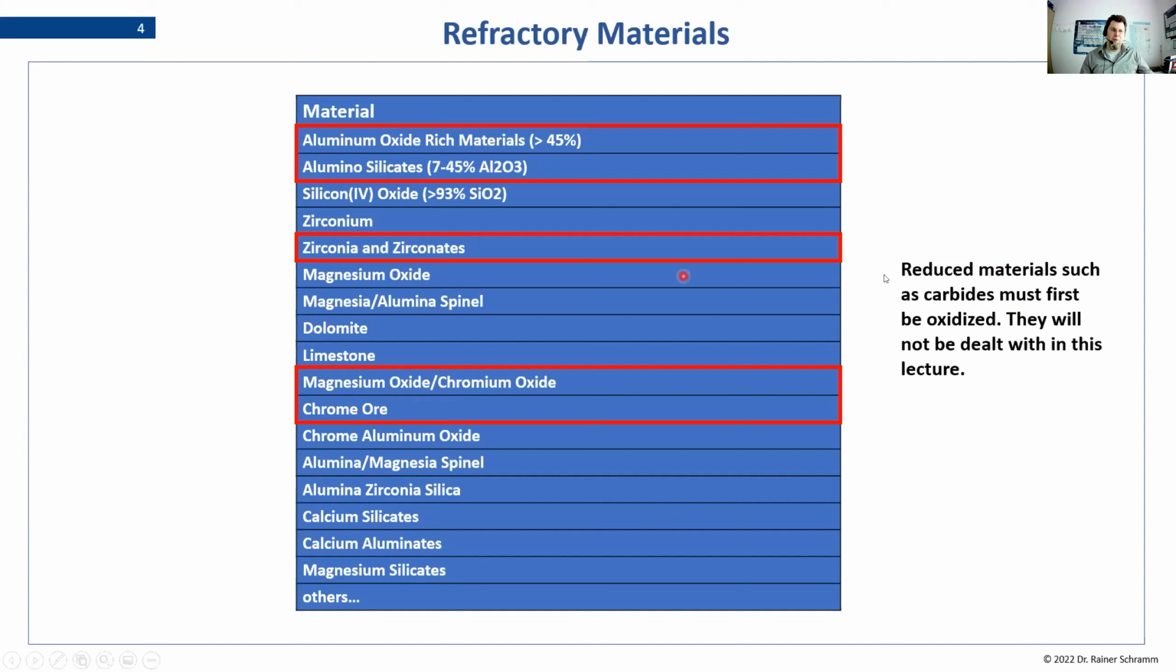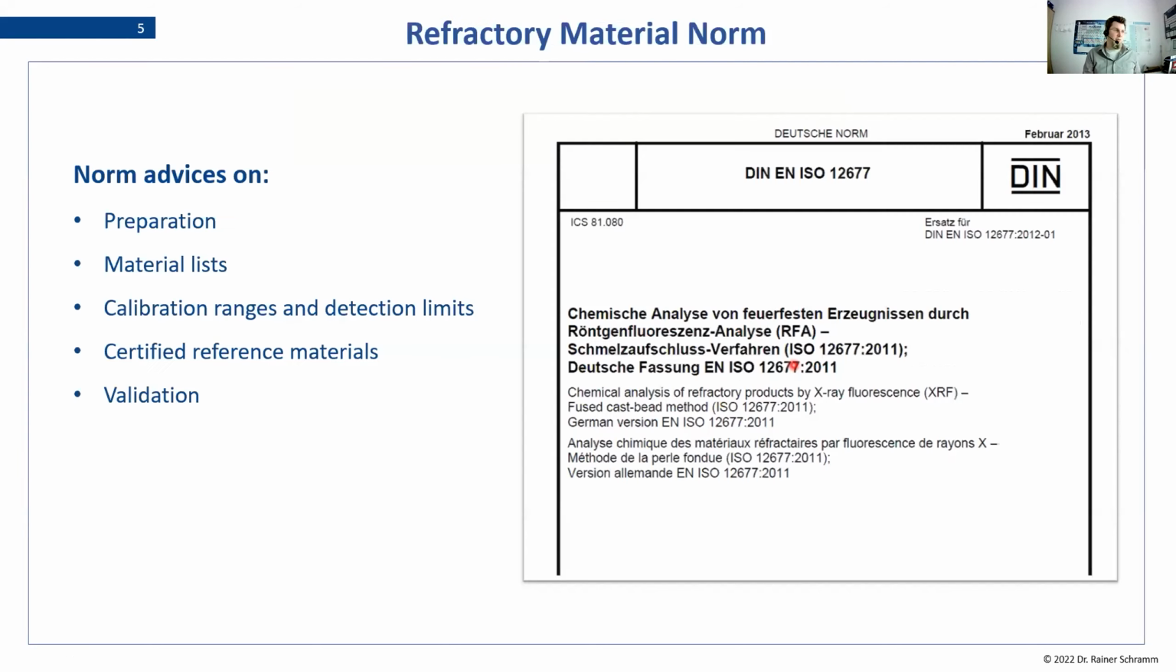In this presentation, we'll be talking about three groups: the alumina group, zirconium, and chrome magnesite, which are also the ones we are actively using in our laboratory.